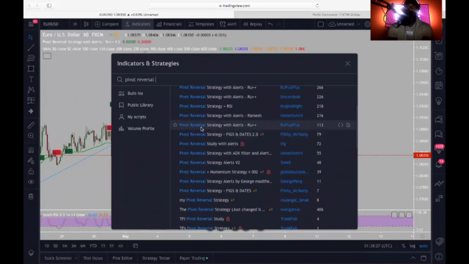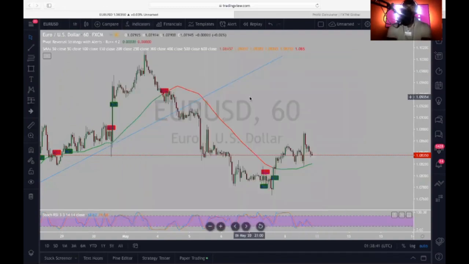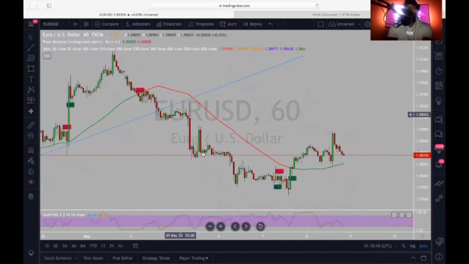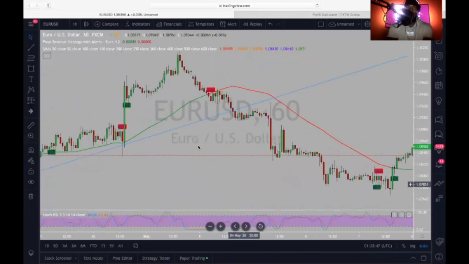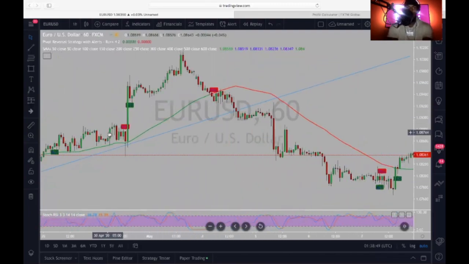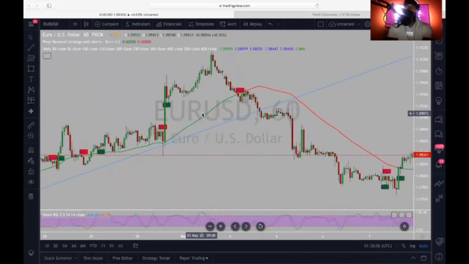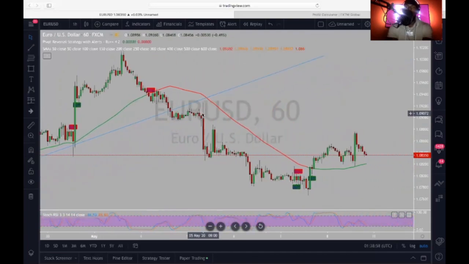Here we go right here. Pivot reversal strategy with alerts, RU++. Then you can look over here to the right and see it says RU++. That is the one you want to make sure you have. So you're going to click on that. It's going to pop up on your screen. These are the buy and sell alerts. You can see on my screen these green and red boxes that say buy and sell. These are going to alert you for a potential buy or a potential sale.